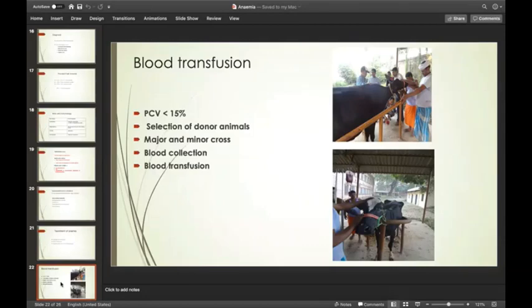I think most of the PG students are doing blood transfusion here. We have to collect blood in a different manner. Actually, I have already shown you a different method of blood transfusion. आप लोगों ने देखा होगा शायद.